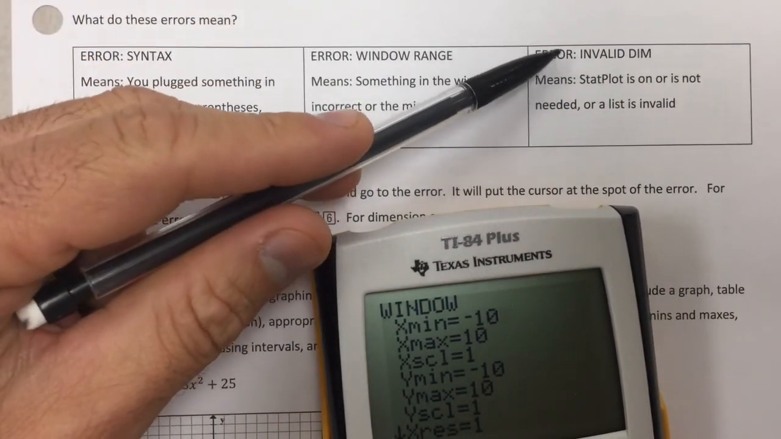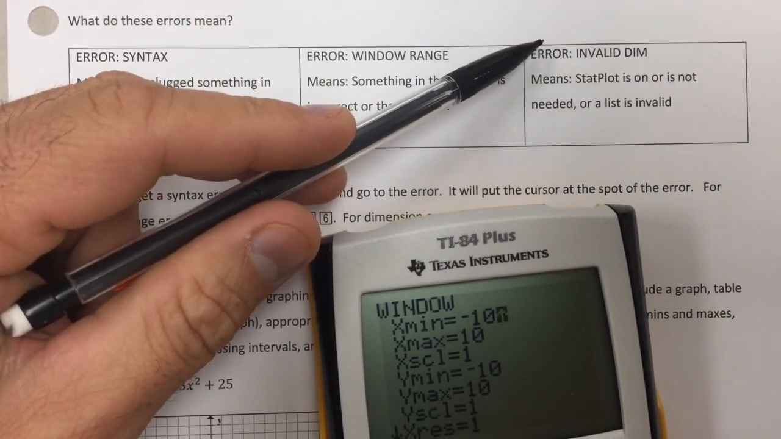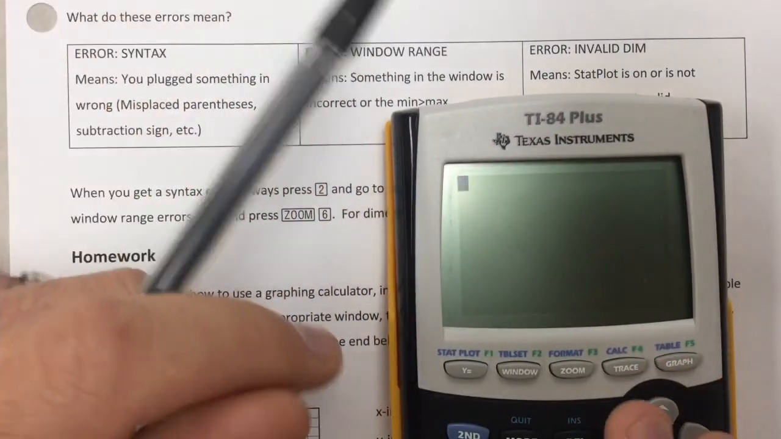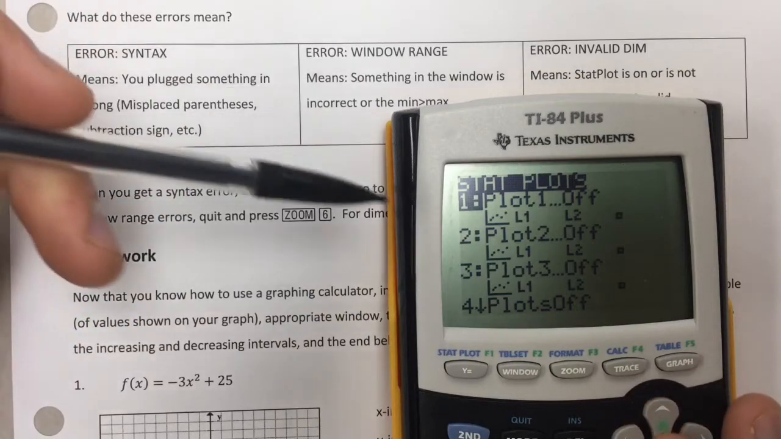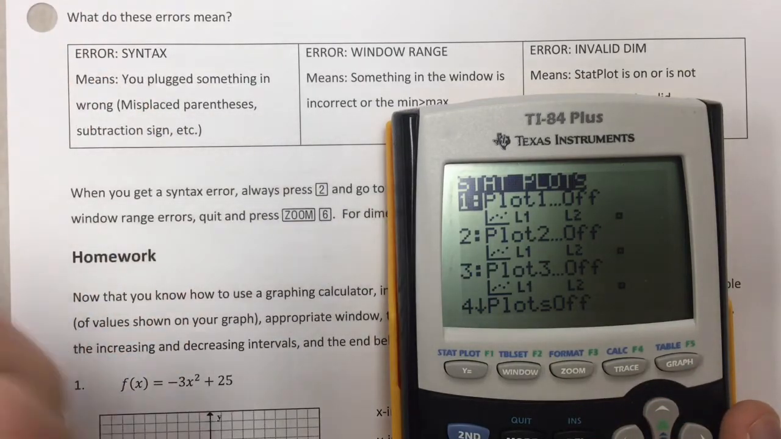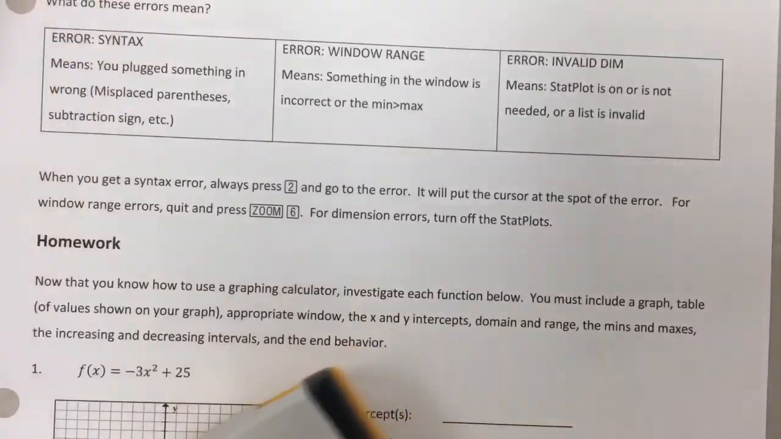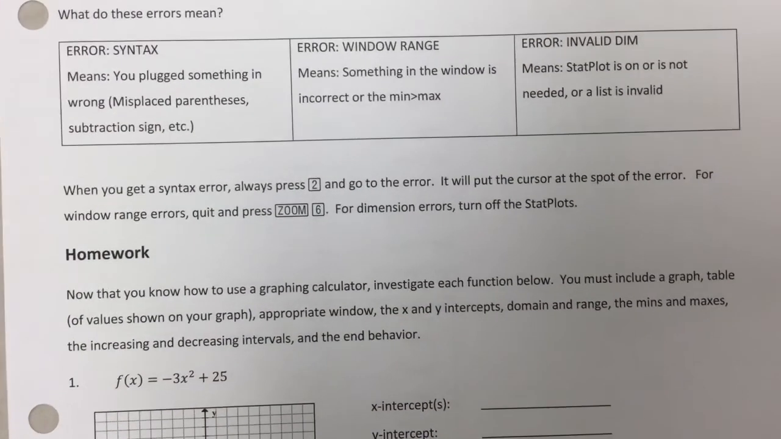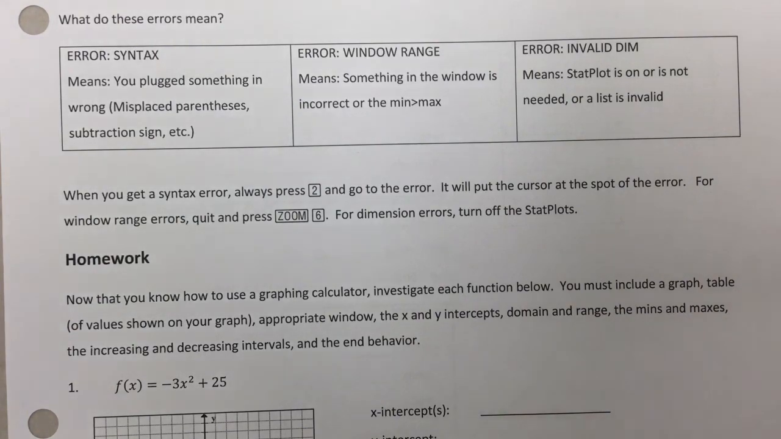And then last one, if you get this invalid dim, which I don't know how that happens, but people get it all the time, it means your stat plots are turned on. So if you press second stat plot, make sure these stat plots are always turned off. All right, and again, the solutions for these are right here. All right, and that is Graph and Calculator 101.